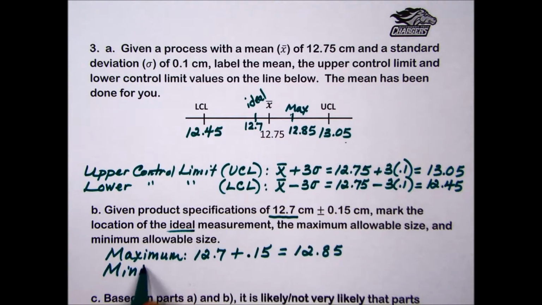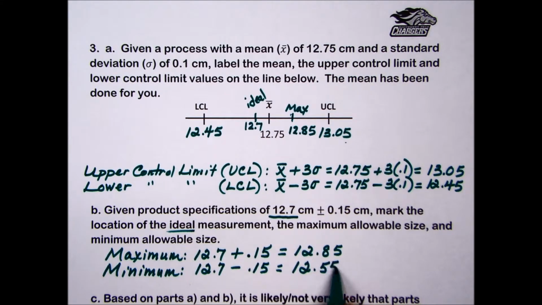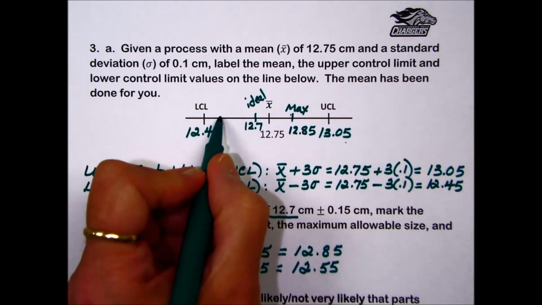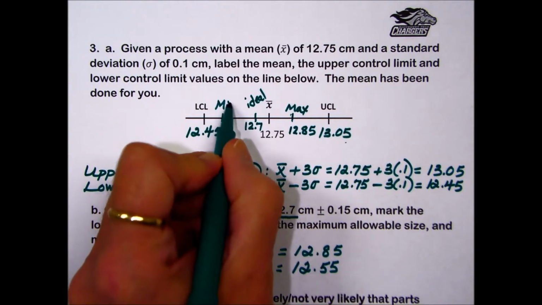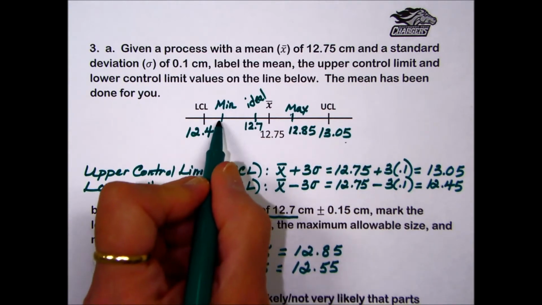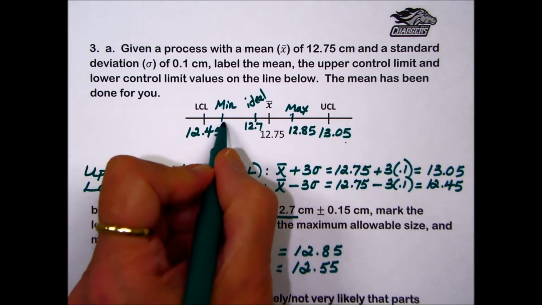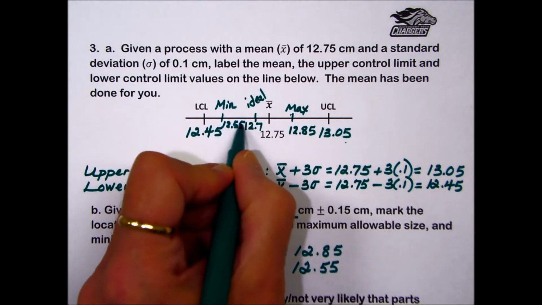The minimum then is found by taking the ideal measurement, 12.7, and subtracting that tolerance of 15 hundredths of an inch. When you subtract that, we end up with a 12.55. 12.55 is larger than our lower control limit, so our minimum is going to fall between the lower control limit and the ideal and has a value of 12.55.